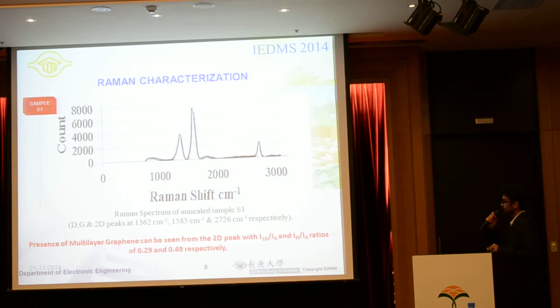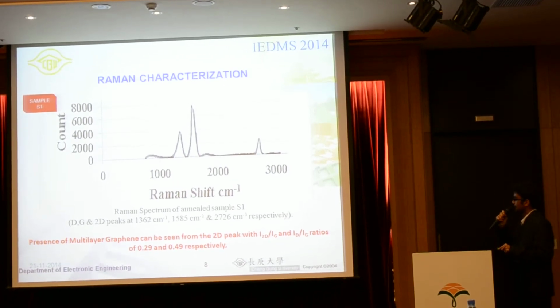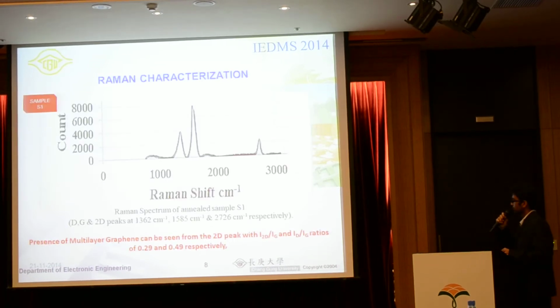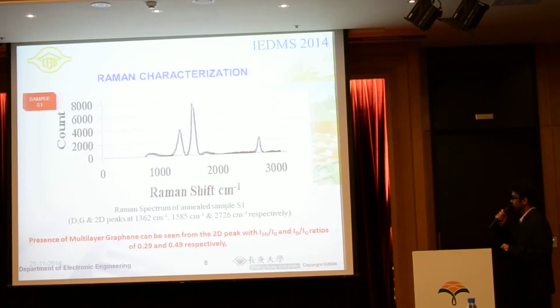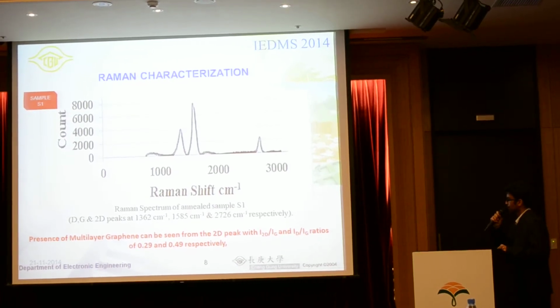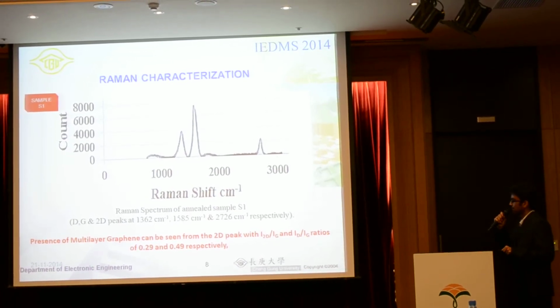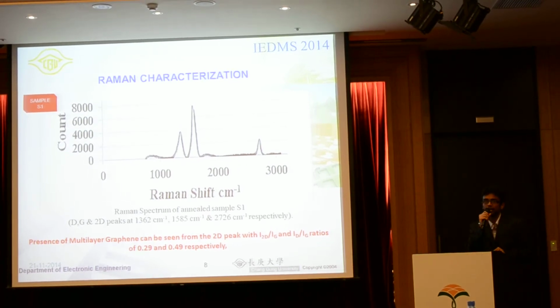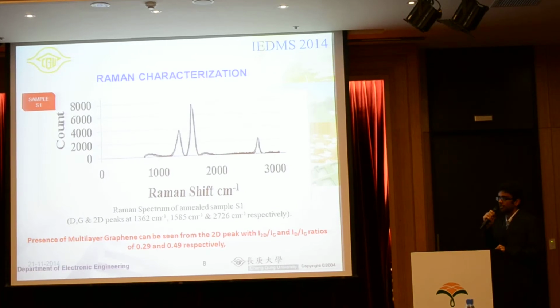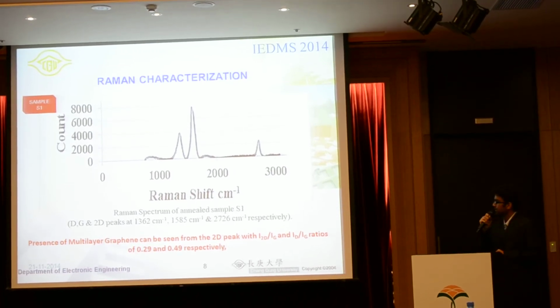So this particular shift, as you can see here, this 2D peak shift, is just because we are taking the Raman measurement at 473 nanometer. And also we get an I2D by IG ratio of 0.29 and an ID by IG ratio of 0.49 in sample S1. This I2D by IG ratio represents that there is multi-layer graphene present.